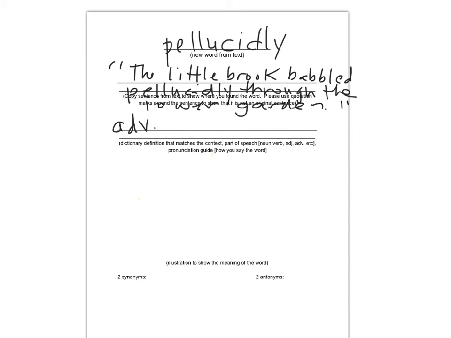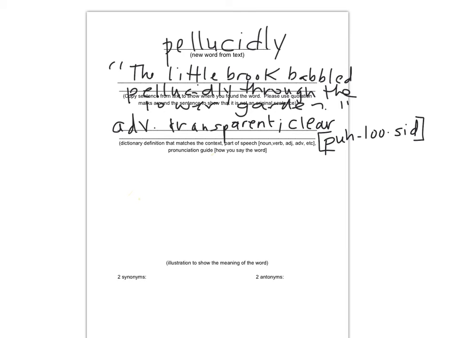So pellucid means allowing the passage of light, or transparent, or easily understood, or clear. Since I'm talking about a brook or a body of water, I'm going to choose number 1, allowing the passage of light, transparent, and clear. So I've written transparent and clear. I have my part of speech, and the next thing I need to find out is how it is pronounced. That is the pronunciation guide, and typically you'll find that in brackets or in italics in the dictionary.